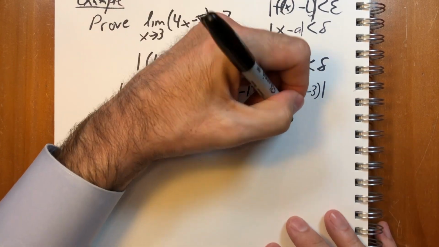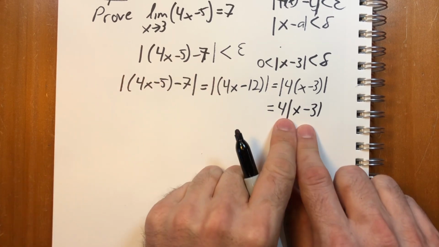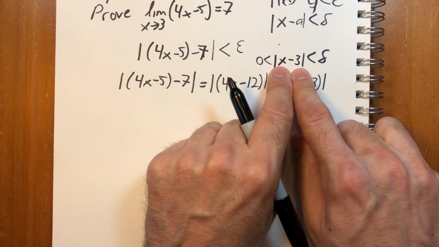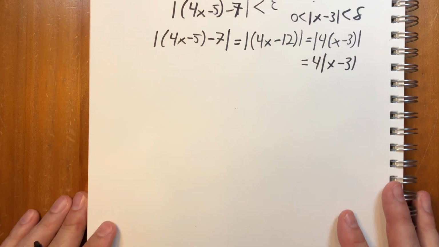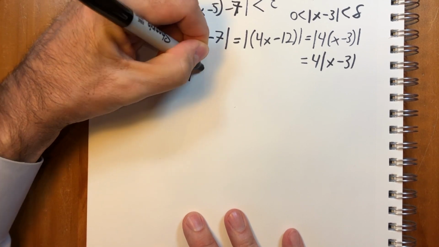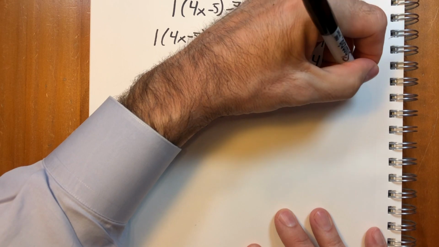And you can take a number out of the absolute value. So this is the same as this. These two things are equivalent. So that looks good because that's what we have here. So what we want is that |4x − 3| is less than epsilon whenever 0 is less than |x − 3| is less than delta.